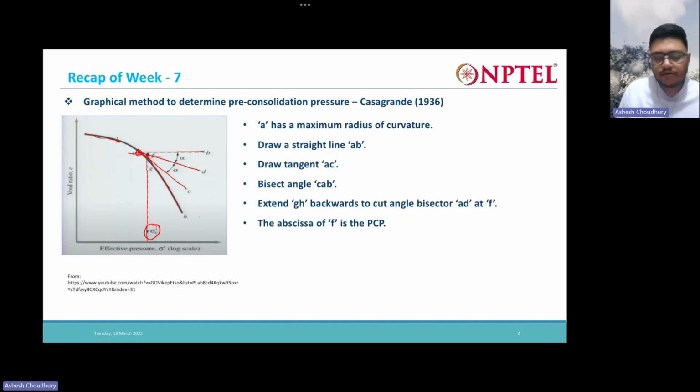So first, from the void ratio versus pressure plot, by visual judgment, we mark the point where the radius of curvature of the curve is maximum. Then we draw a tangent at that point, and after that we bisect the angle and draw the angle bisector. Post that, we extend the straight lagging edge of the curve to meet the bisector, and the x-coordinate of that point will give us the pre-consolidation pressure.